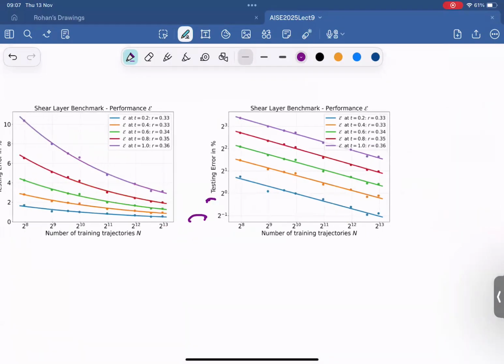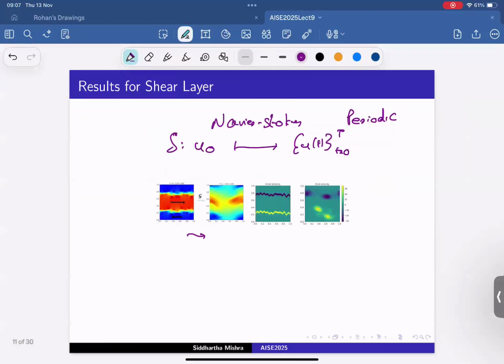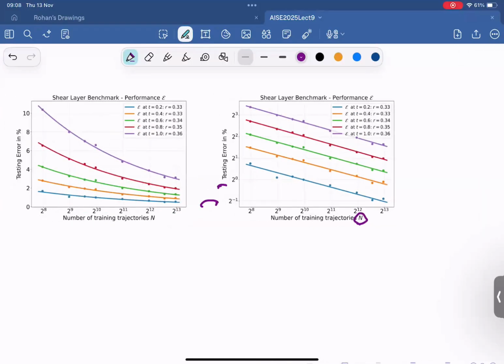So what you have here is the test error. The test error tells you how much of error you make, and you're going all the way from 0.5% to 10% roughly, right? And this is the number of trajectories. Now remember, the trajectories is not just the number of time snapshots, but the number of trajectories that you have in the system, right? So we go all the way from 256 trajectories to about 8,192 trajectories. But for each trajectory we have multiple time snapshots. I think 14 snapshots if I'm not mistaken.